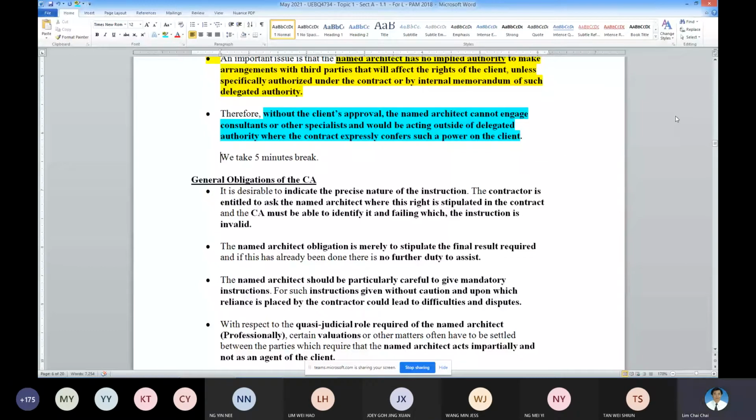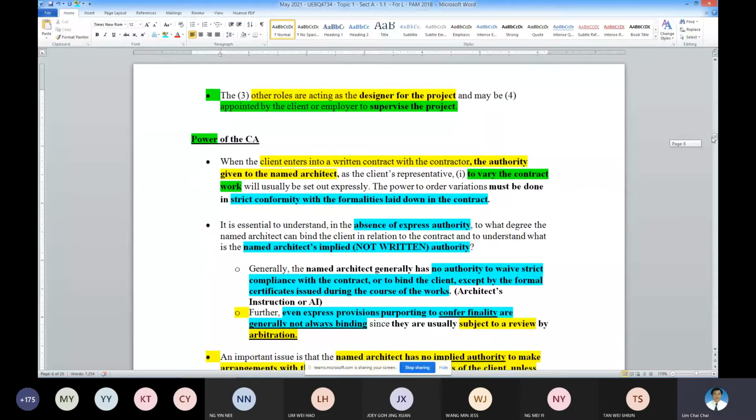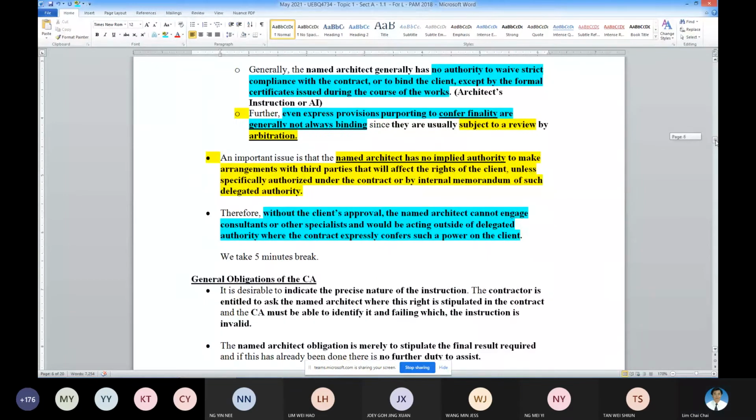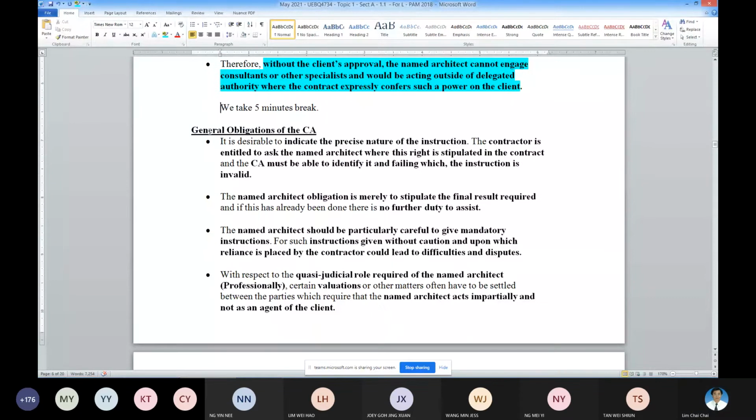Okay, welcome back, everyone. I will continue now. Welcome back. So now, just now, we are looking into the so-called power. These are the power. Okay. So differentiate between the power and the authority obligation. You have type 1, the general obligation. Okay. So these are the obligation of the contract administrator or the architect.